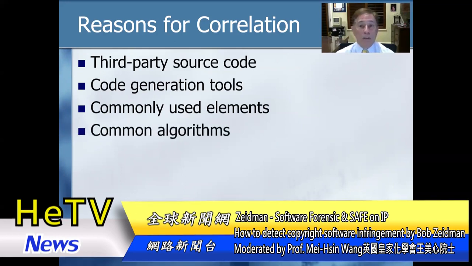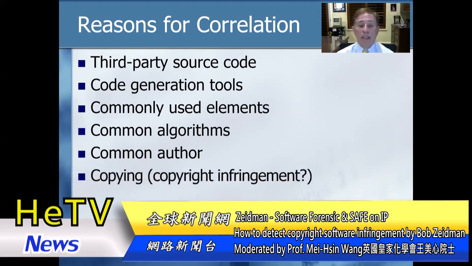There are common algorithms. There are certain algorithms for performing certain functions that are taught in schools, for example, that are taught in textbooks, that are taught online. And so we would expect correlation due to these common algorithms rather than copying. There's a common author. It could be that a programmer has a style of writing code, goes to another company, uses that same style, does not copy the code, but there's correlation due to that code being written in both places by the same person.